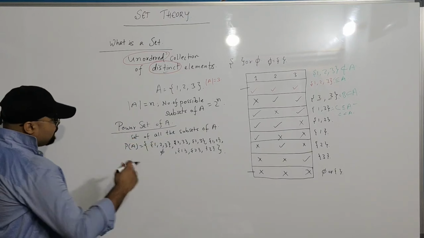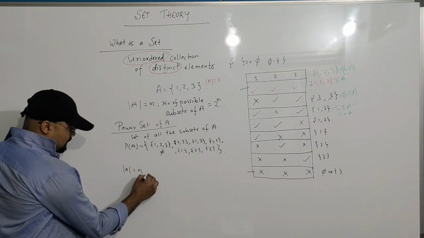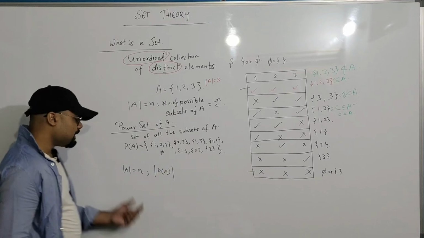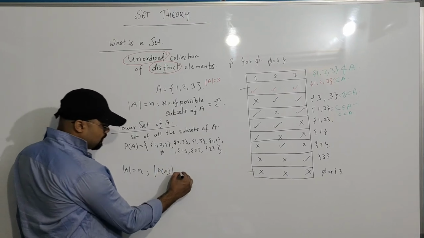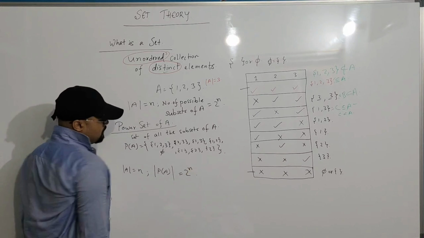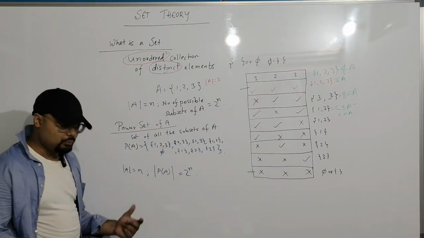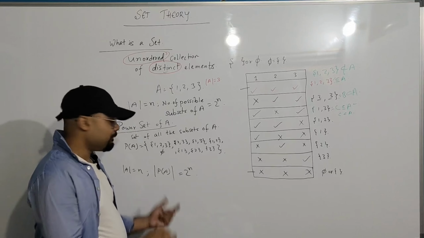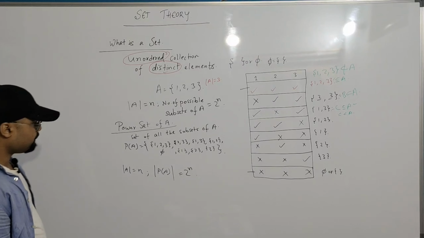If the cardinality of A is n, then what is the cardinality of the power set of A? This is equal to 2 to the power n, because there are 2 to the power n subsets of a set, and each subset is an element of the power set. So the cardinality of the power set is 2 to the power n.